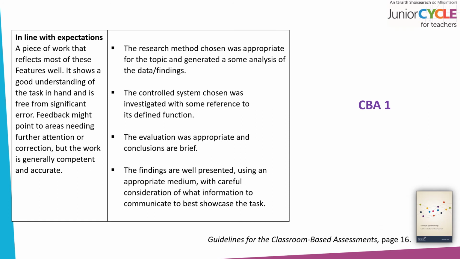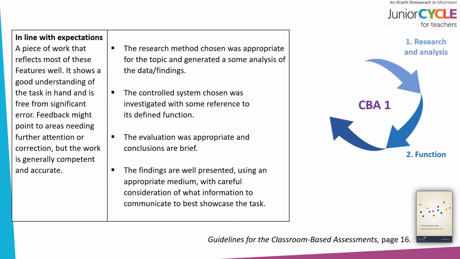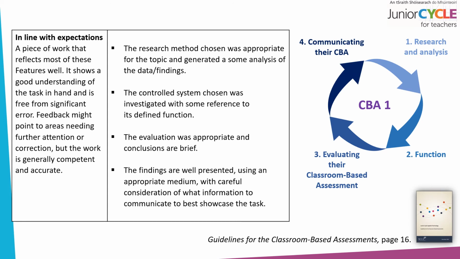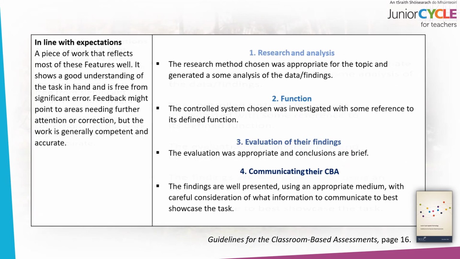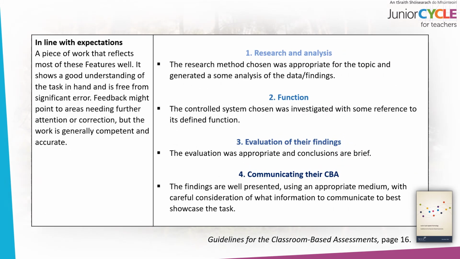As mentioned earlier, the 4 areas of activity carried out by students for CBA 1 are research and analysis, function, evaluating their classroom-based assessment, and communicating their CBA. These areas of activity align with the features of quality as seen now. We can see clearly how the 4 areas of activity for CBA 1 align with the features of quality for the level descriptor of in line with expectations shown.